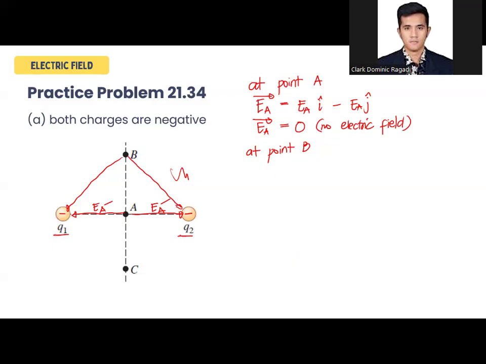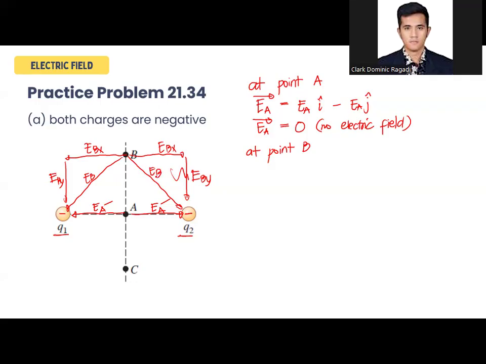Since this is the vector drawing of our EB, we can say that it has X and Y components. For the X component, it's going there, and the Y component, it's going downward. So this is EBX, and then this is EBY. Similar to the other side, this is EBX, and then this is EBY. This is our EB.